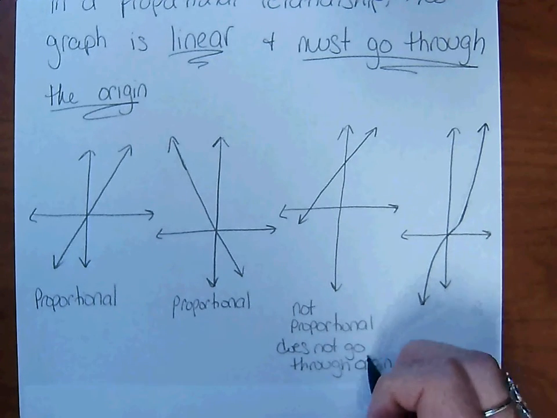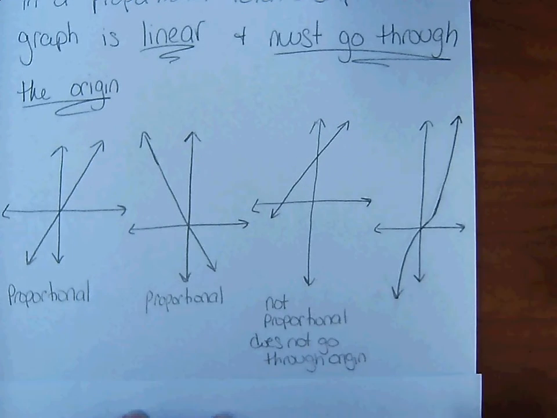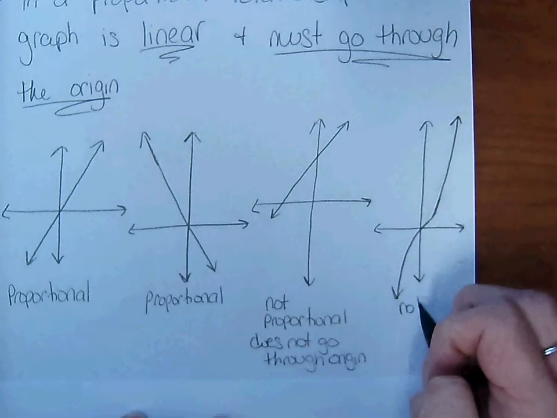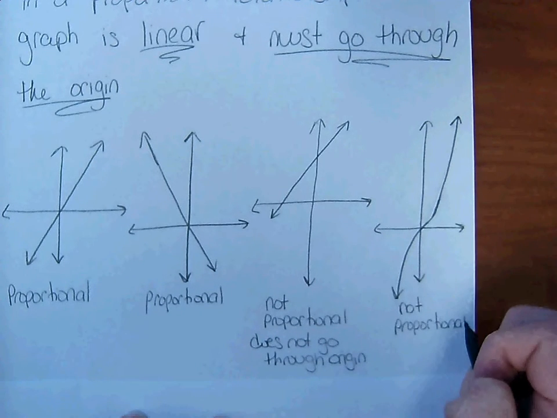In the fourth graph, it is going through the origin, however, it is not linear. So again, both parts must be true in order to be a proportional relationship. So not proportional, and this is non-linear.